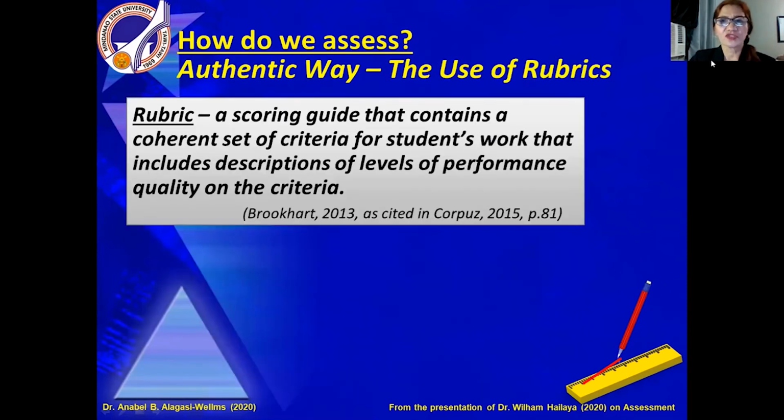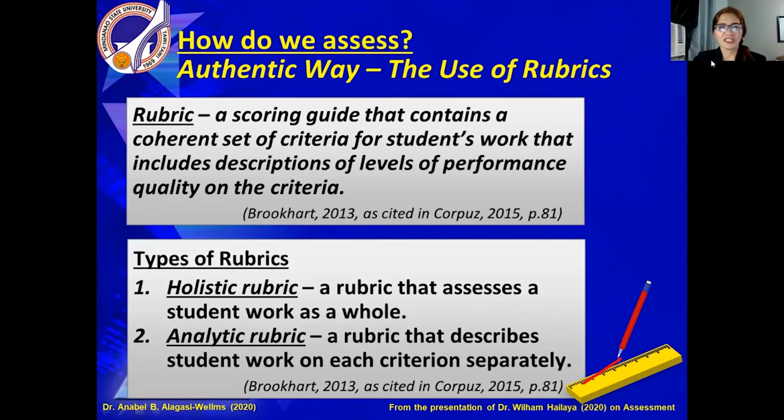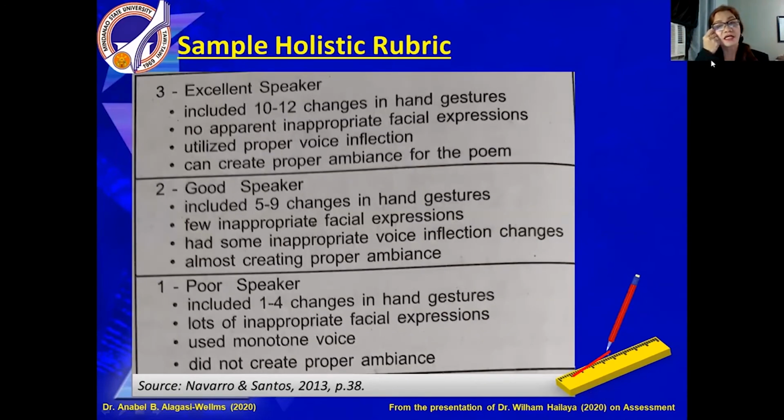And then we also use rubrics. A rubric is a scoring guide that contains a coherent set of criteria for students' work that includes descriptions of levels of performance quality on the criteria. So there are different types of rubrics. You have the holistic rubric. This is a rubric that assesses a student's work as a whole. And the analytic rubric, a rubric that describes student work on each criterion separately. Let's look at the example of a holistic rubric.